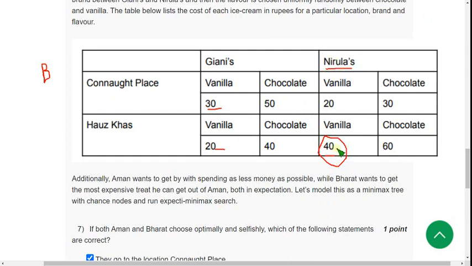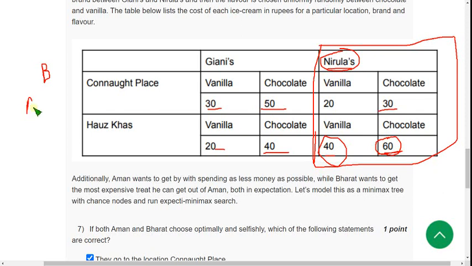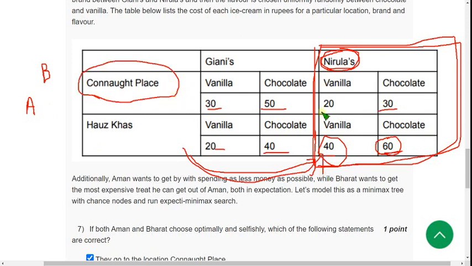And let's compare for chocolate also. If you compare chocolate also, only 60 is the highest. That also belongs to Nirula. So they go for Nirula. Next Aman. Aman will choose, in the Nirula brand, which place will have the least one. So in house cost it is highest, right? House cost is highest. So I think he will go for Connaught Place. So Connaught will be the place and Nirula will be the brand.